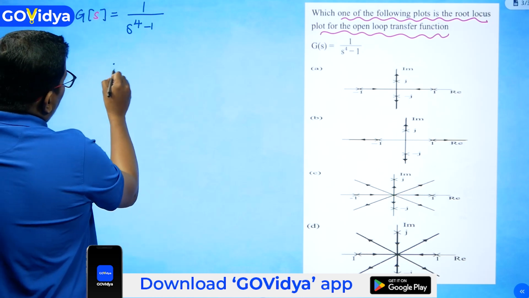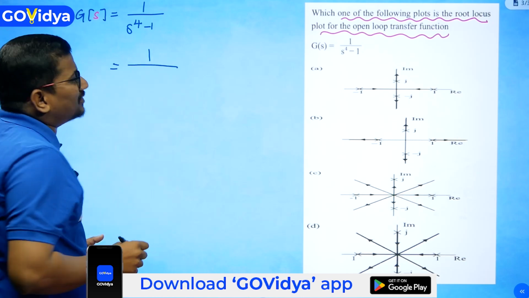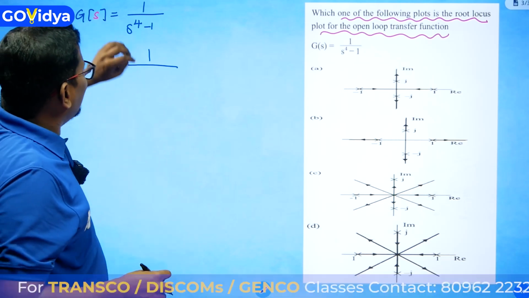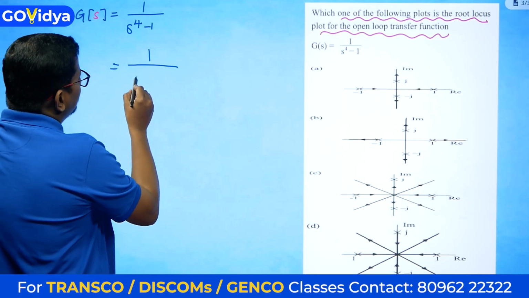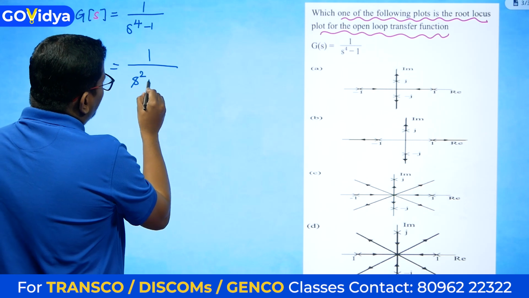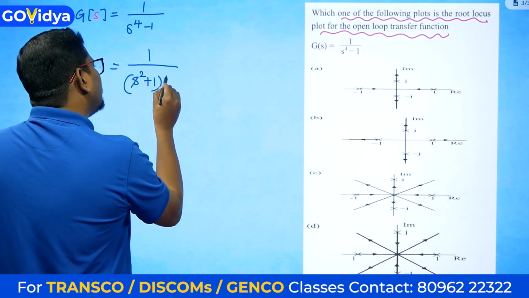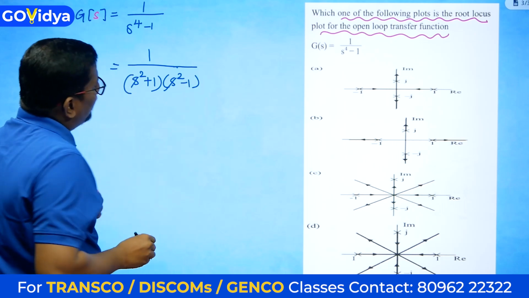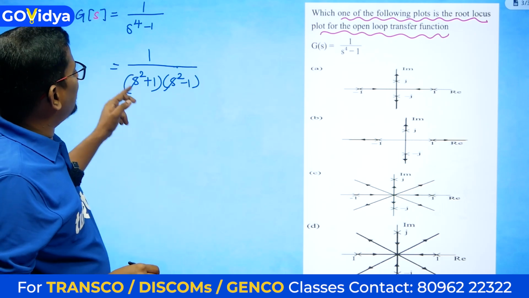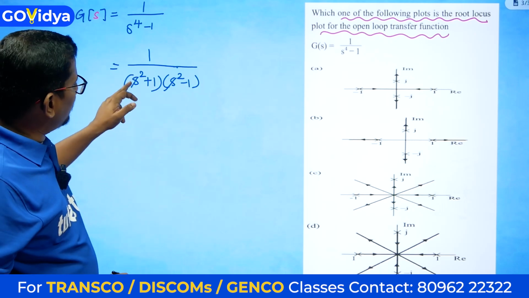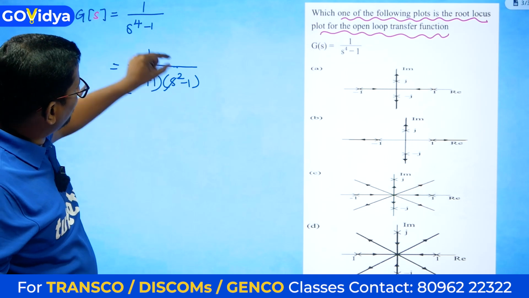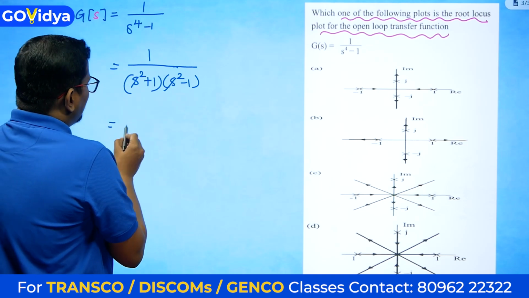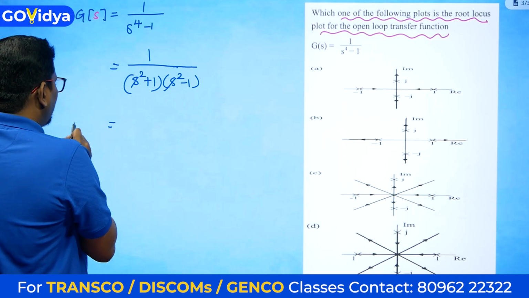It looks like the system has only poles. How many poles does it have? 4 poles. Can I write this like this: (s square plus 1) into (s square minus 1)? Why? (a plus b) into (a minus b) is equal to a square minus b square. A square means s power 4, b square means 1. Correct now?